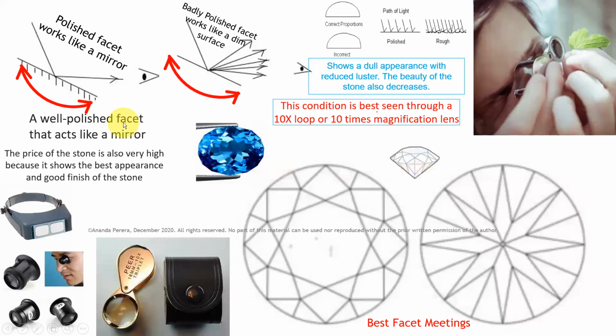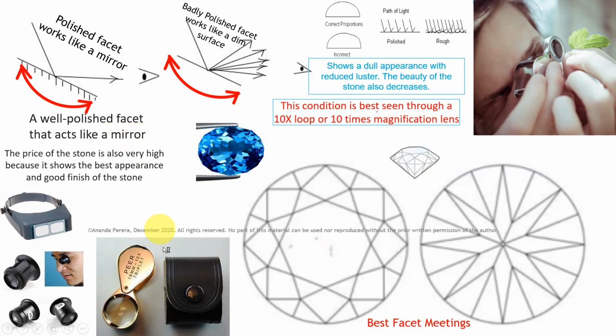So, this is the mirror. When light comes to the mirror, it reflects. This is eye. All the light reflects properly. A well-polished facet acts like a mirror. So, a well-polished facet must act like a mirror.